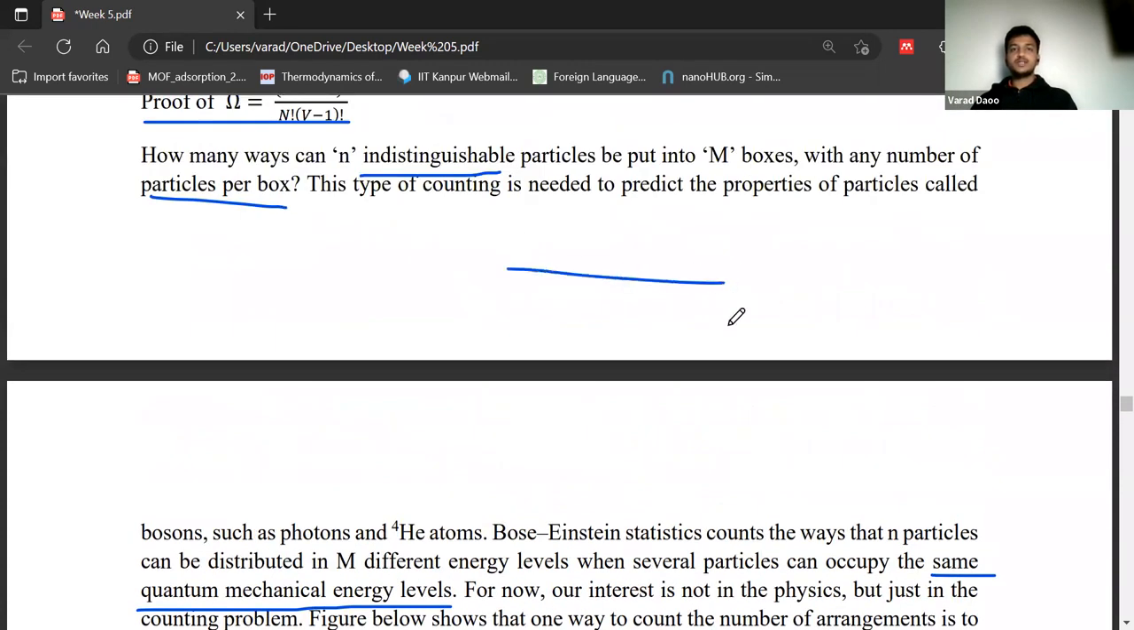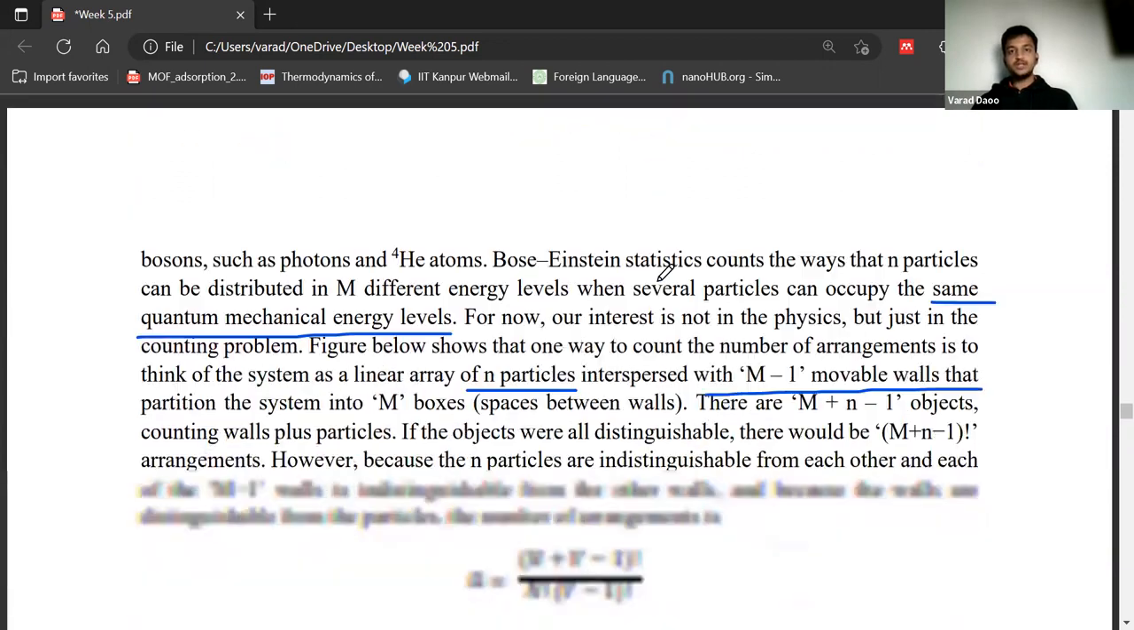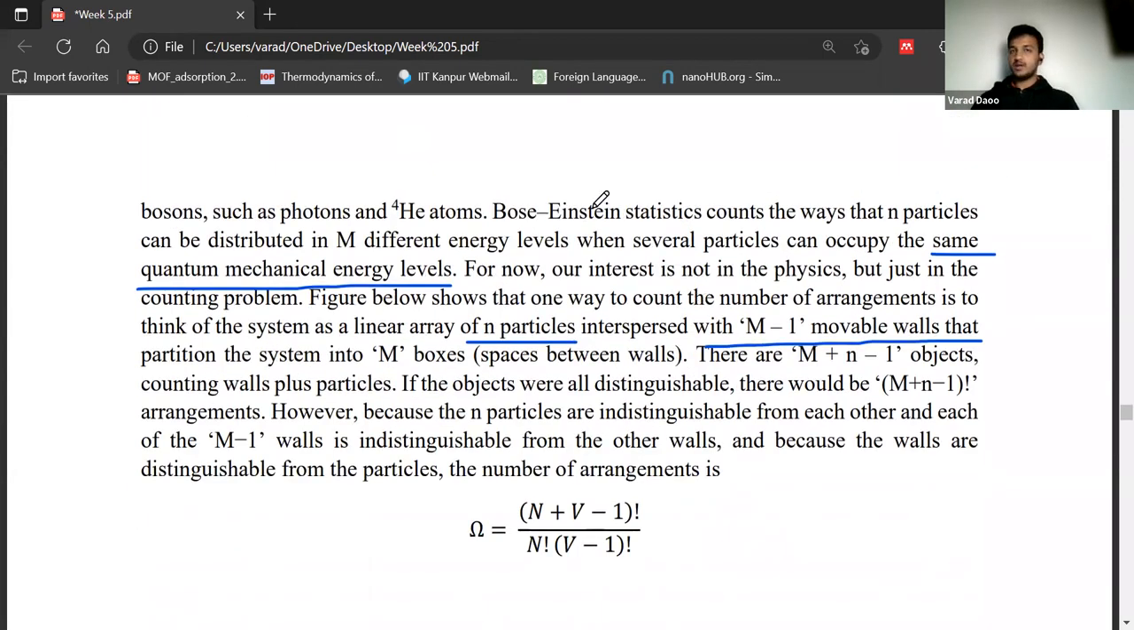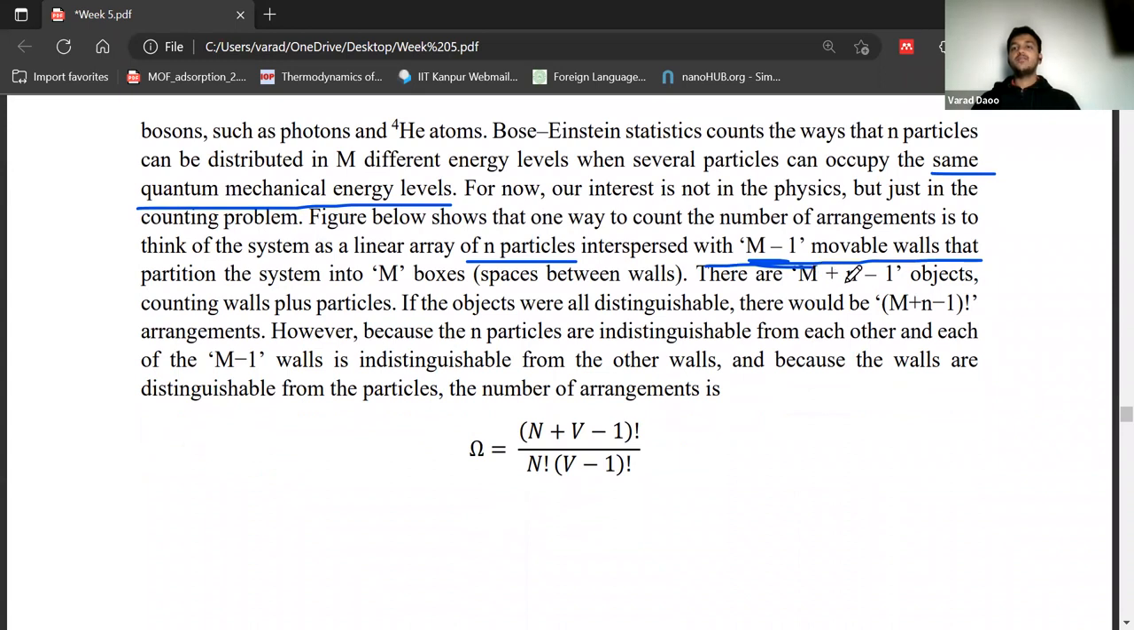So let's say we have this line. If you want to partition it in two ways, you put one wall, right? If you want it in three, we put two walls. Because we have m boxes, we are using m - 1 movable walls. And there are m + n - 1 objects, counting walls plus particles. If the objects were all distinguishable, there would be (m + n - 1)! arrangements.